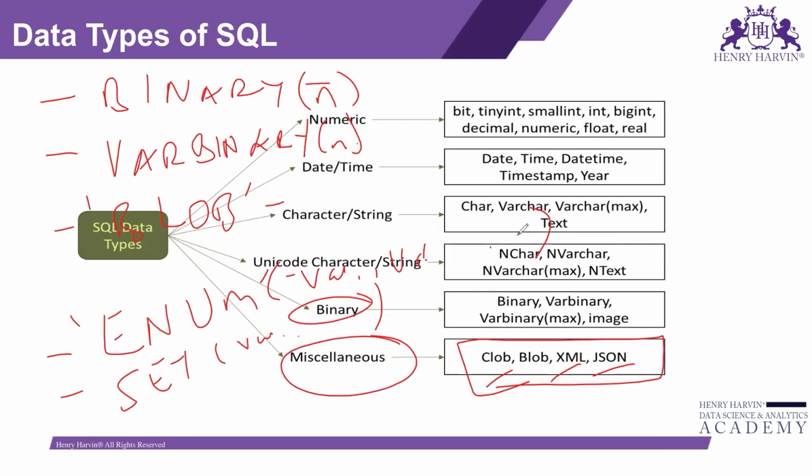You'll also meet JSON. JSON stands for the JavaScript object notation. We use it so that we can store the JSON data. XML, we use it so that we can store the XML. XML simply stands for the extensible markup language. So when we want to store extensible markup language data, we use the XML.